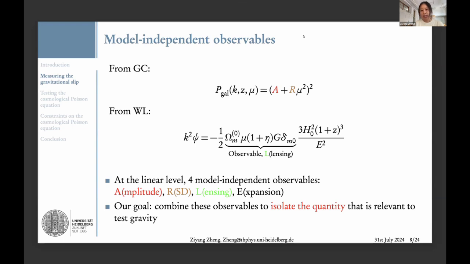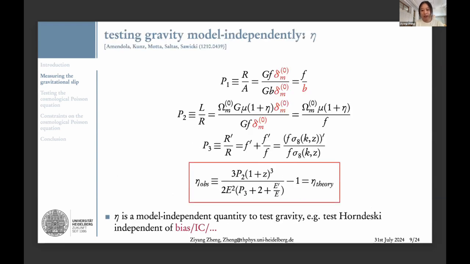Because they are relevant to test gravity. So interestingly, one can find this unique combination of parameters to describe your measured eta directly extracted from observations, which depends only on the expansion rate E and R. And also get rid of delta M0, which contains the information of the initial condition of the universe, and get rid of the bias function, which is fully unknown. So from here, we can see that eta is indeed a model-independent quantity to test gravity.